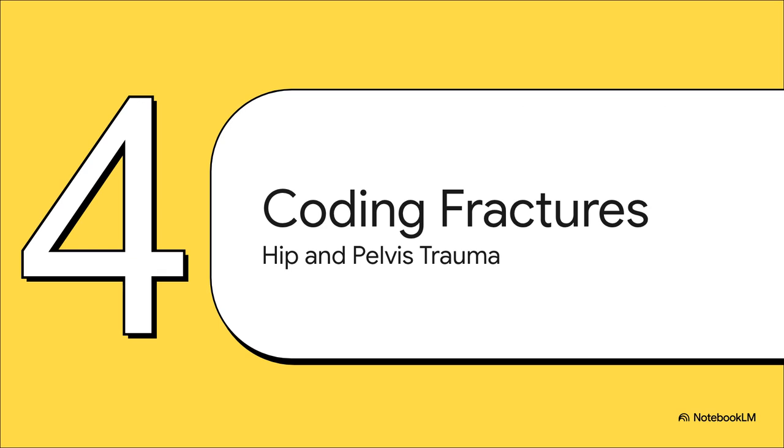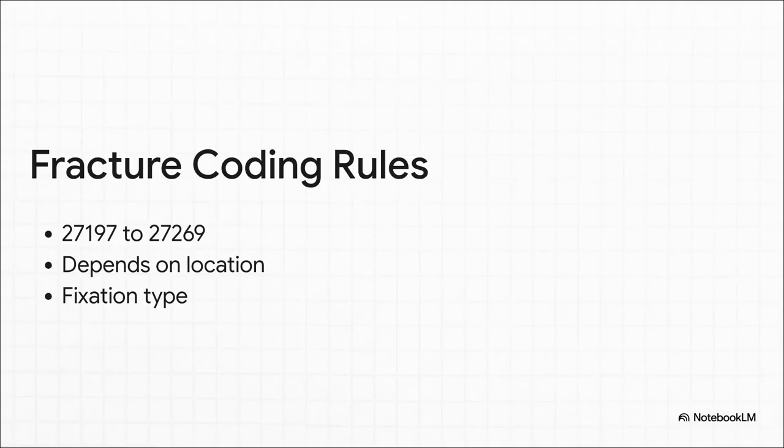Section 4. Coding hip and pelvis fractures. Next up, we have to talk about trauma. Fractures in this area are unfortunately incredibly common, especially in older adults. These codes span from 27197 to 27269. Your absolute golden rule here, location, location, location.